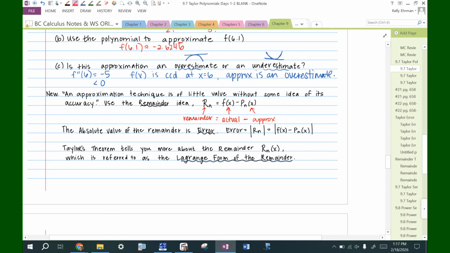And if I don't use absolute value, if I get a positive or negative, that tells me a bit about whether I have an over or an underestimate. But most of the time we look at this error in absolute value. Just how far off are you? What's the distance between the actual point and your approximation? Taylor's theorem is going to give us a remainder that's referred to as the LaGrange form of the remainder. So we can thank that mathematician for what we're about to learn.